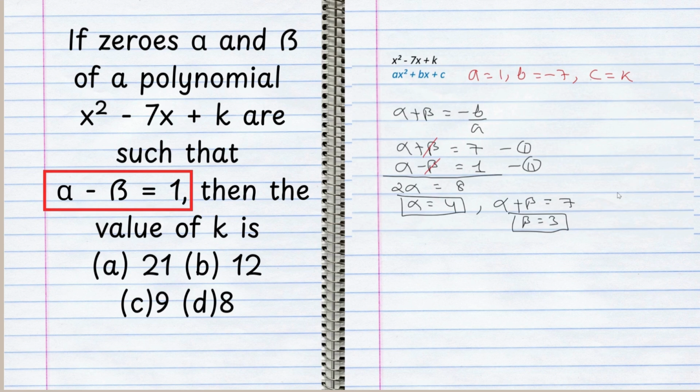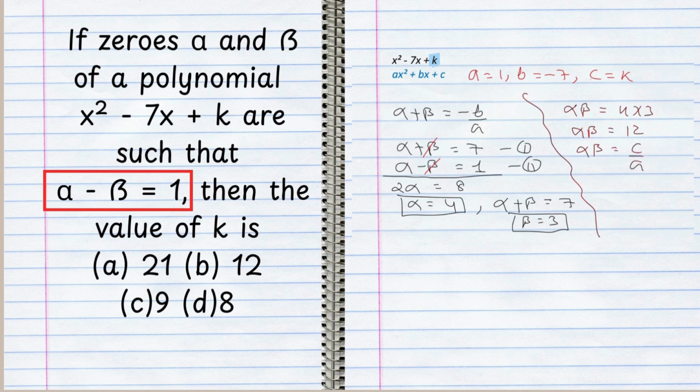Now check, we got the values of alpha and beta, but we had to get the value of k. For that, we are going to use the other relation, that is the product of the zeros. So what is the product of the zeros? By actual multiplication, these are the zeros, right? Alpha is 4 and beta is 3. So 4 into 3, that is 12. So we get the product of the zeros as 12.